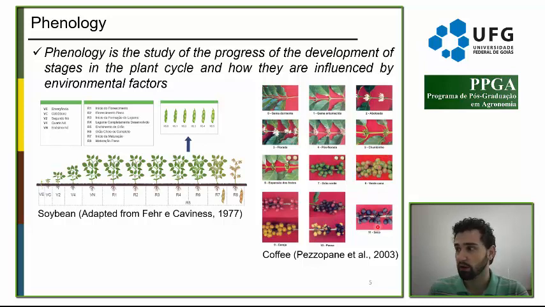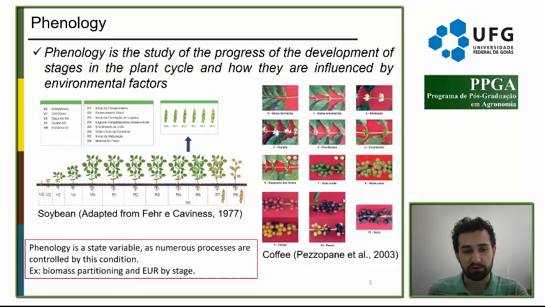Why is this important for the crop model? We talked in the last class about the driving variables. So a phenology, it's a state variable that defines what condition the crop is in at that moment. So the phenology will control different processes in the crop model. For example, the biomass partitioning will follow the phenology.